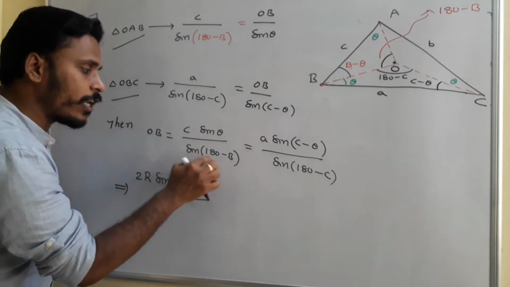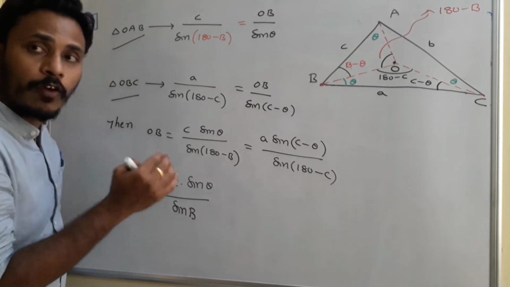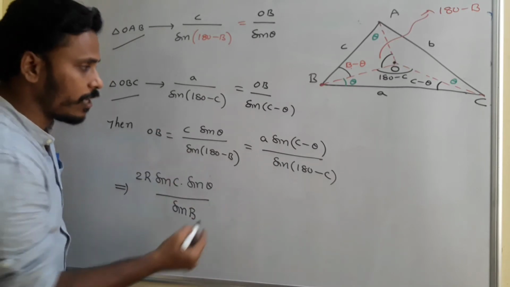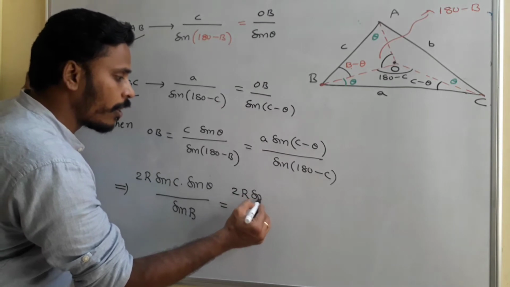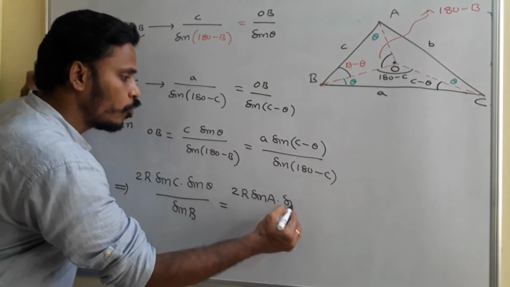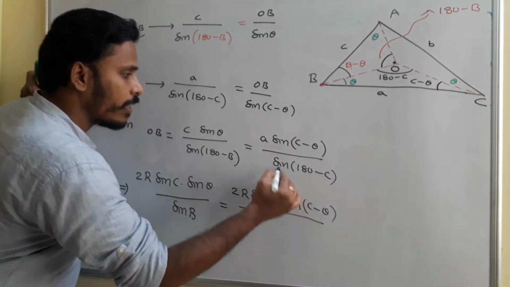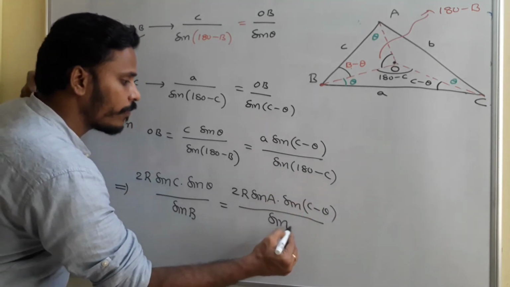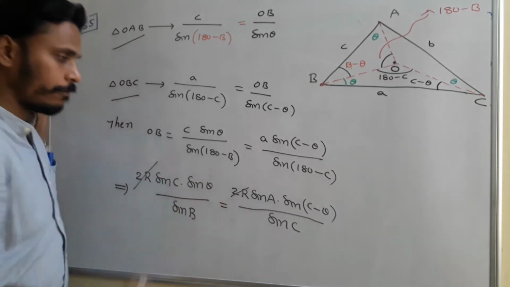Divided by sine of 180 minus b is just sine b, because sine of 180 minus an angle is the sine of the same angle. This is equal to 2r sine a into sine of c minus theta divided by sine of 180 minus c, which is sine c. Now on both sides you just cancel out that 2r.